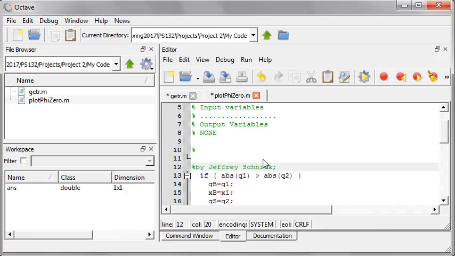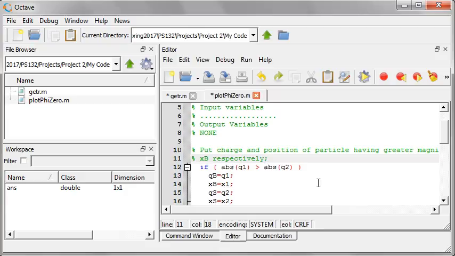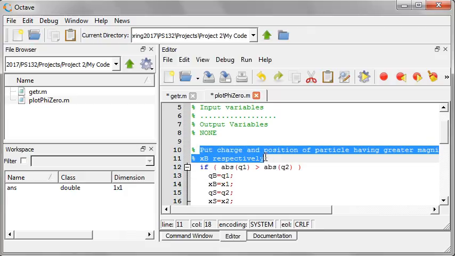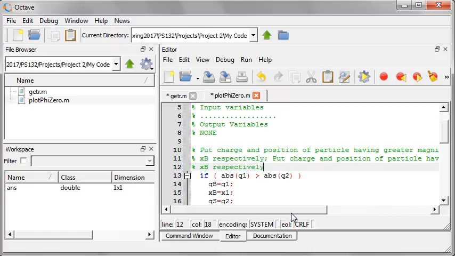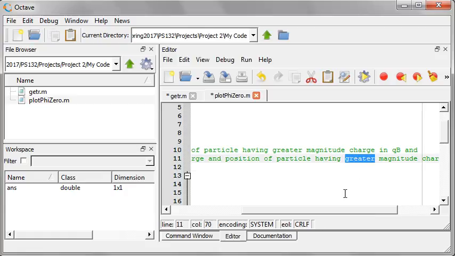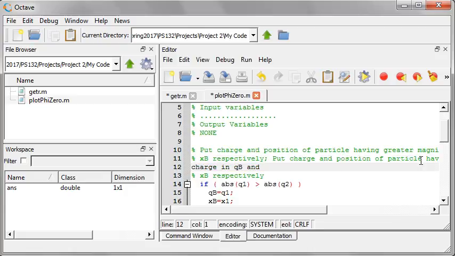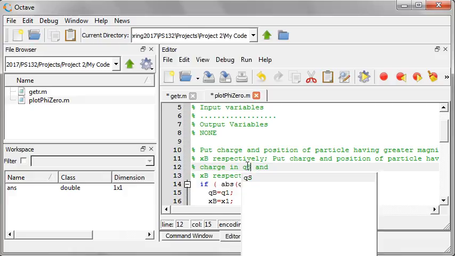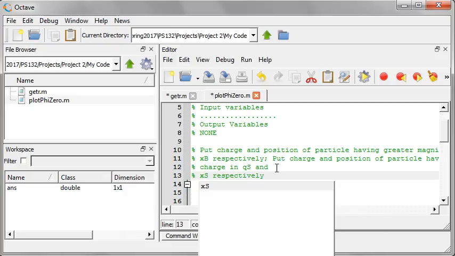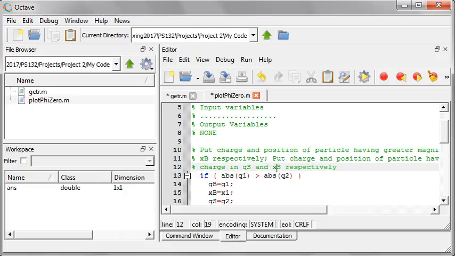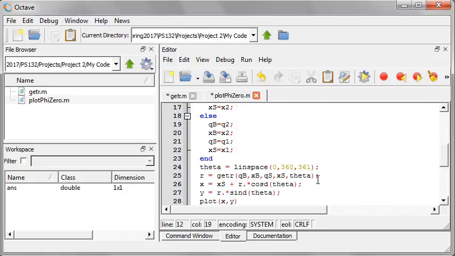Oops, Control C. Control C. Control V. Put the charge and position of the particle having smaller magnitude charge in QS and XS respectively. Alright. So that says what's going on there.